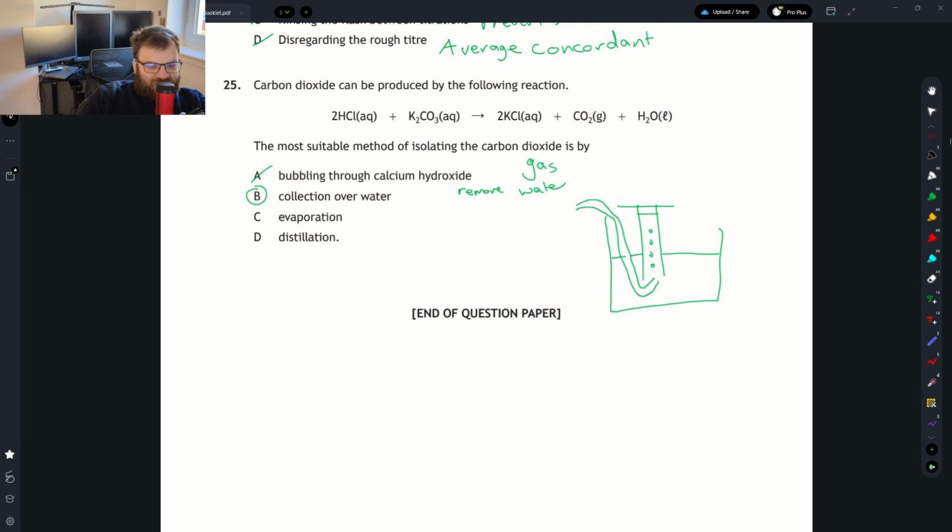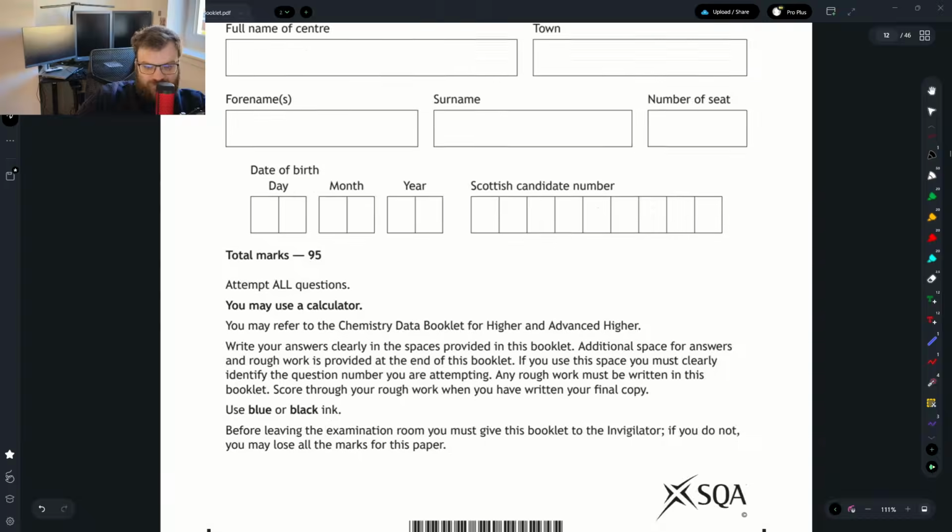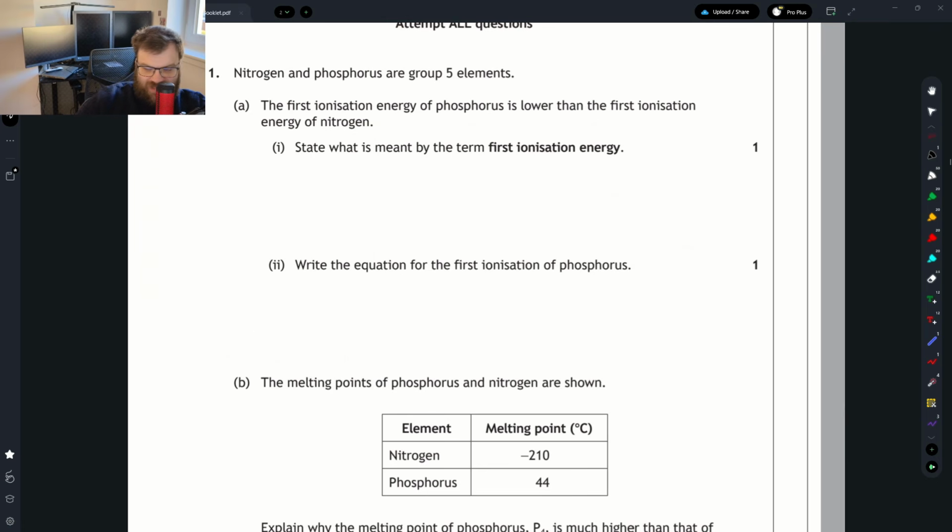If you evaporate, you turn liquids into gases. And we want a gas out. The gas is already a gas, so let's not do that. And distillation evaporates, then condenses, and is mainly used to separate mixtures of liquids. That's not going to be a very good one for that. We want to isolate it. We want to have it by itself. A gas syringe would be even better, more commonly used, but collection over gas would be an appropriate way of doing that. On to the longer answer questions.